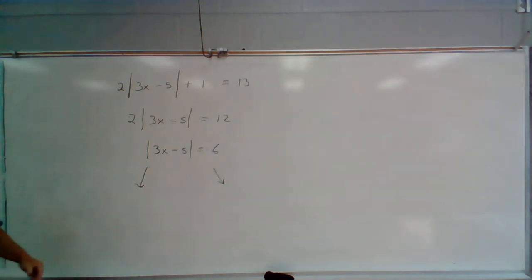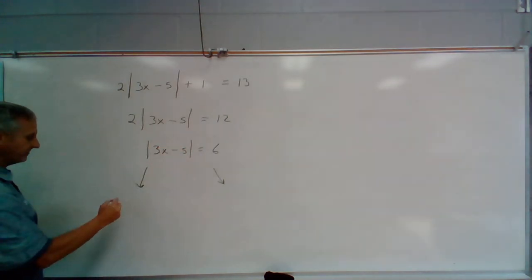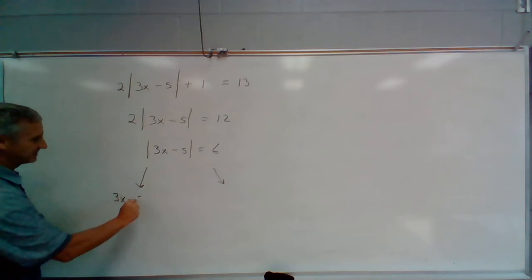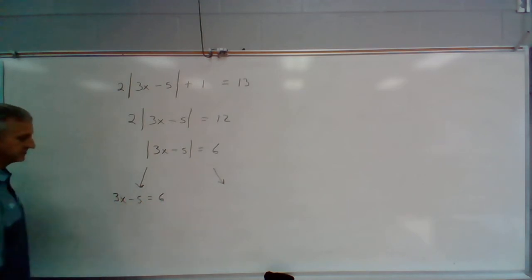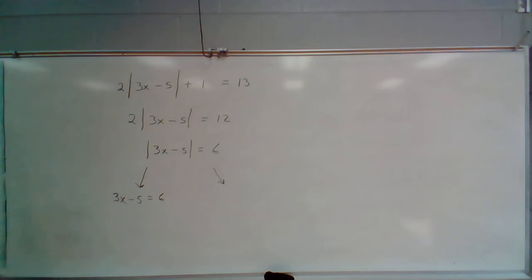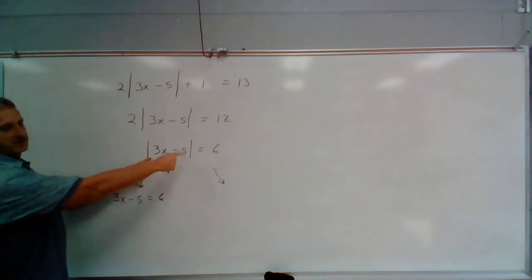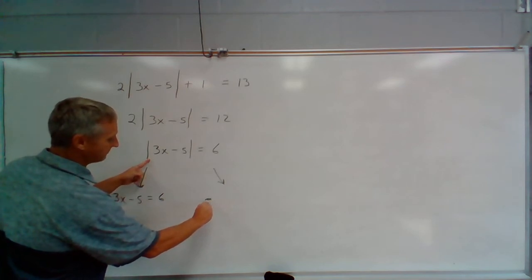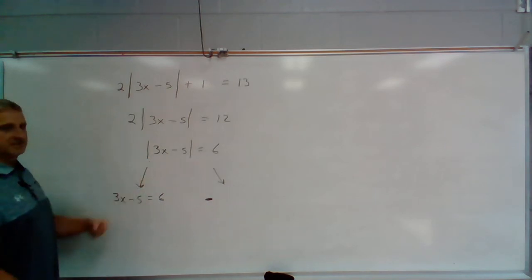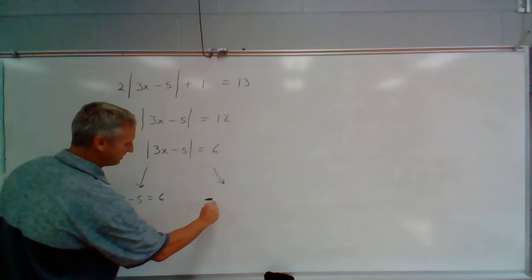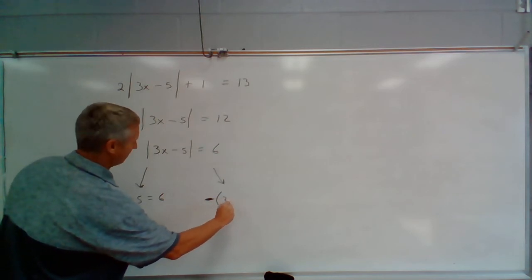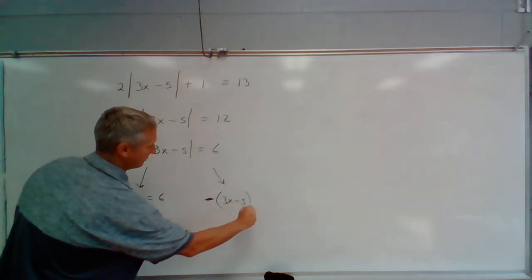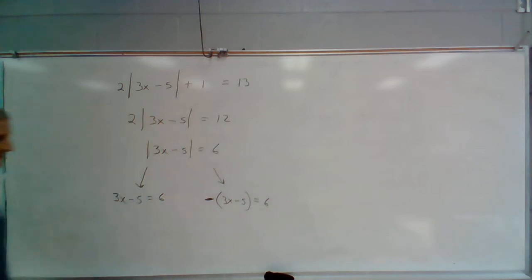So the first possibility, everything in there is positive. So the absolute value of everything would just stay the same. So 3x minus 5 equals 6. Second possibility, everything in here is negative. In that case, the absolute value of everything in there would be the opposite of everything in there. So negative (3x minus 5) equals 6.